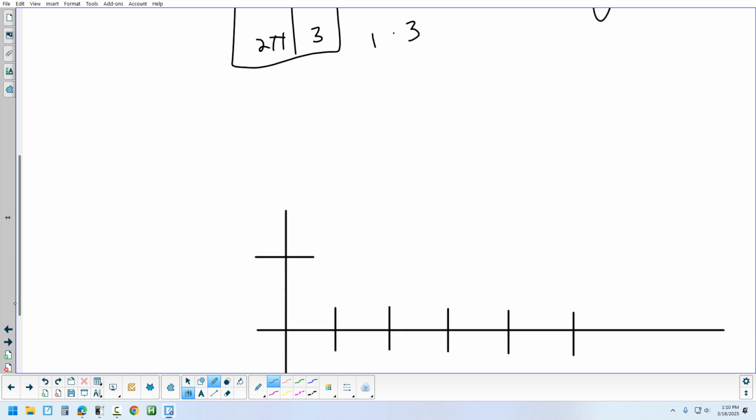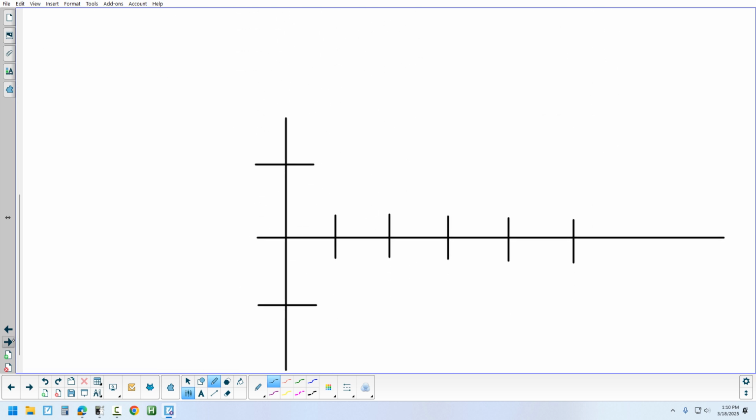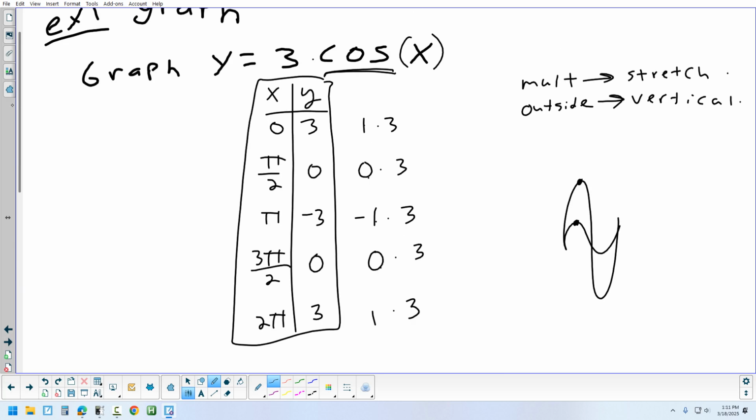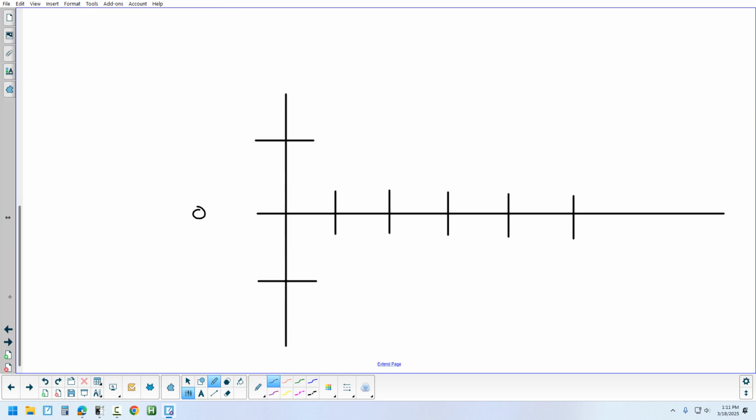So what I'm going to do is when I draw it, I'm going to change my scale. What is the highest y value that I need? 3, and the lowest? Negative 3. So what I'm going to do then is go by 3's on my y-axis.